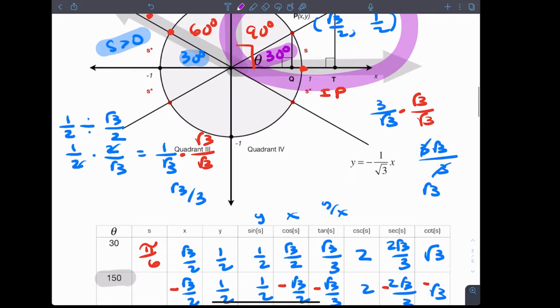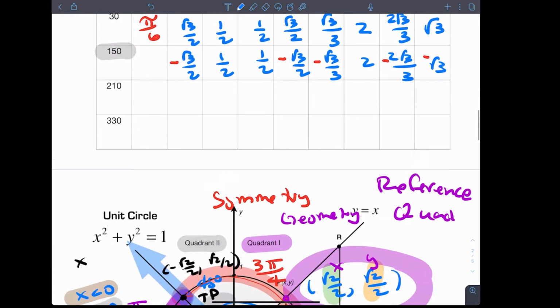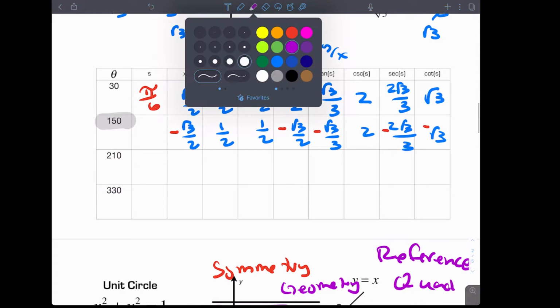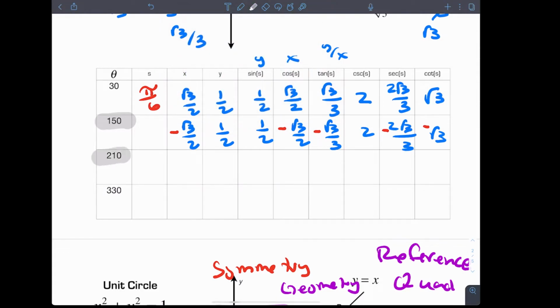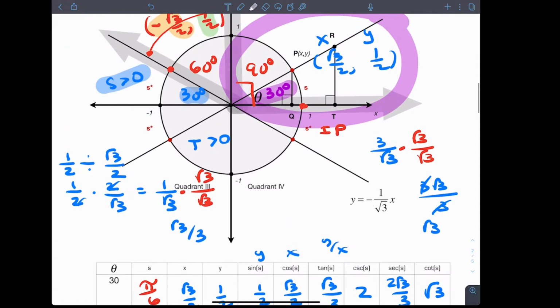What about the third quadrant? What do you know about the third quadrant? Tangent's positive, and so is cotangent. Is that true? Okay. And so you go, oh, I'm going to go now to 210 degrees. Well, you might say first, how did I know this is 210?